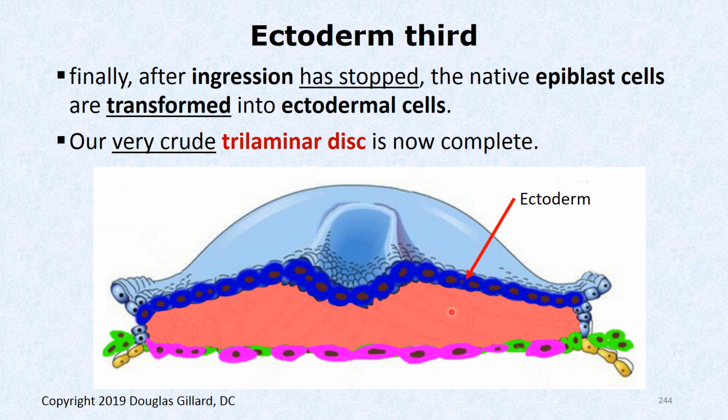Okay, and there's the 3rd layer again, completed. The trilaminar disc is now done, and we got our nice ectoderm layer, we got our middle mesoderm layer, and then we got our bottom layer here, which is the, remember these used to be the hypoblast cells, that's the endoderm now. Hypoblast cells got kicked out to form some of the extra embryonic mesoderm.